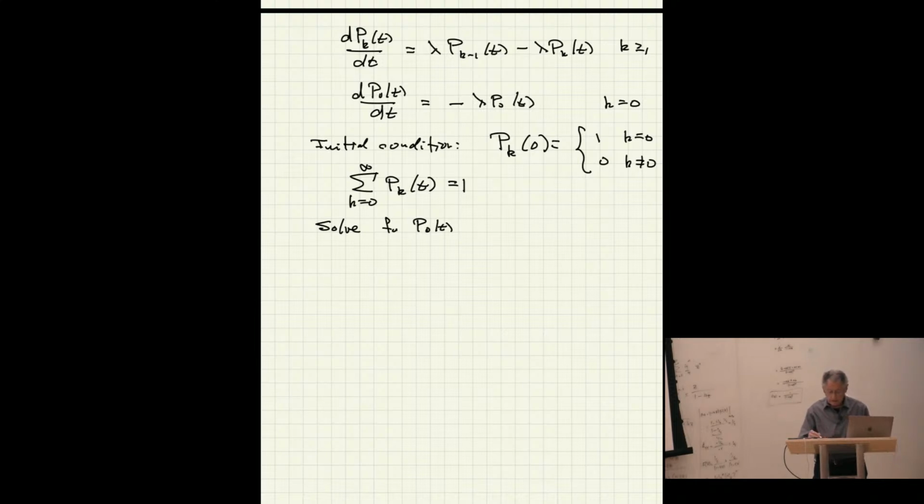You've seen this in elementary calculus. p_0(t) is going to equal e to the minus lambda t. Simple first order linear differential equation. Now let's take that and let's start iterating it on the top equation. But no surprise, the first hour is over, so let's stop and we'll continue in 10 minutes.